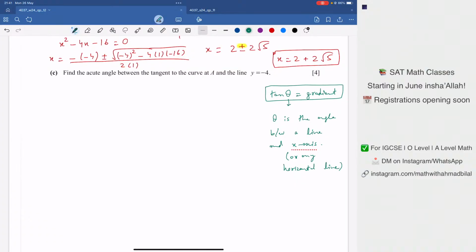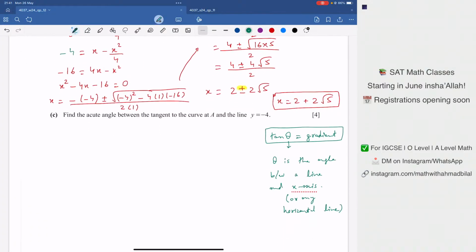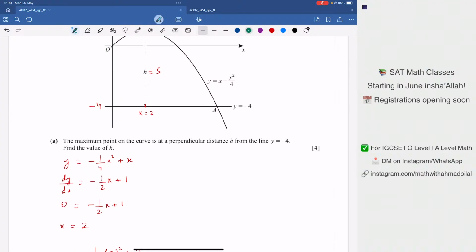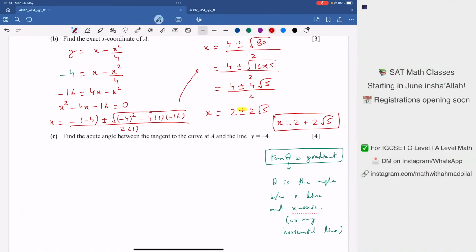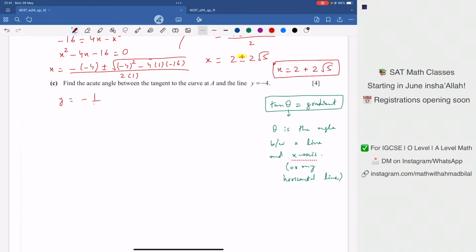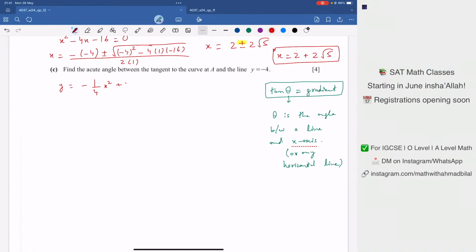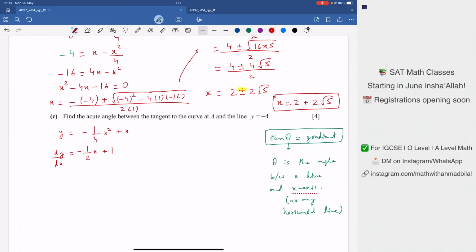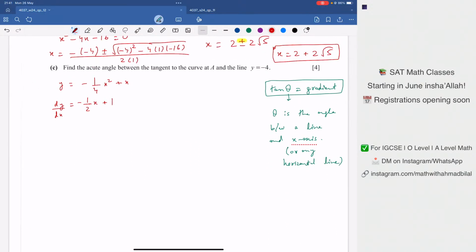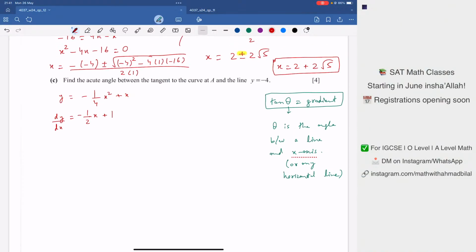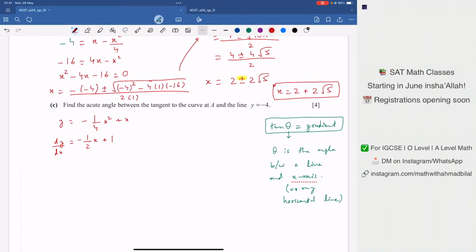Can we find the gradient of the curve at that point? How do you do that? Using differentiation. We've got the function. The function is y equals minus 1 over 4 x squared plus x, right? That's the function. We already found the derivative before. We could just write that here again. dy over dx, what's that? That's going to be minus 1 over 2 times x plus 1, right? That was the derivative that we found earlier as well. All you have to do is put the x coordinate of the point A here.